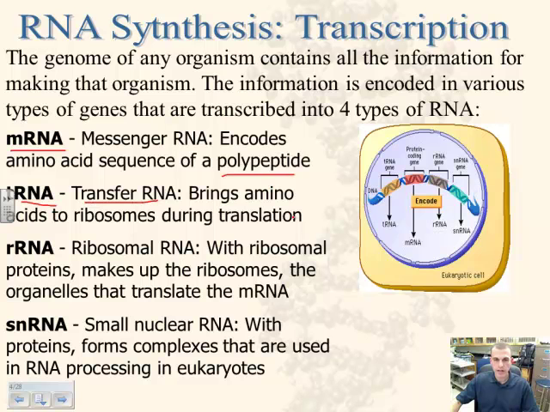Then we have transfer RNA, which brings the amino acids to the ribosomes during the process of translation, and this occurs off in the ribosomes in the cytoplasm. So your tRNA plays an important role. It has the anti-codon. Then you can see the other 2 here. I'm not going to go through those too much, but you can see what their role is in the process.